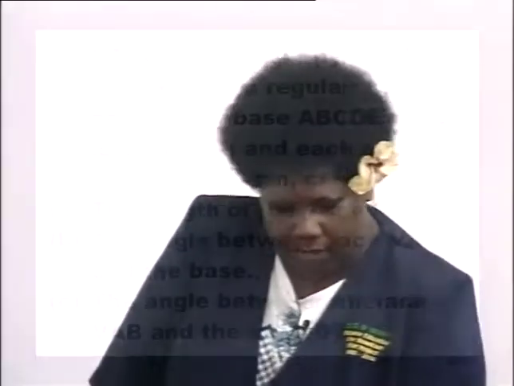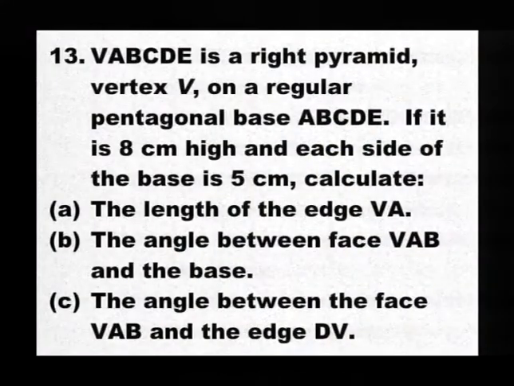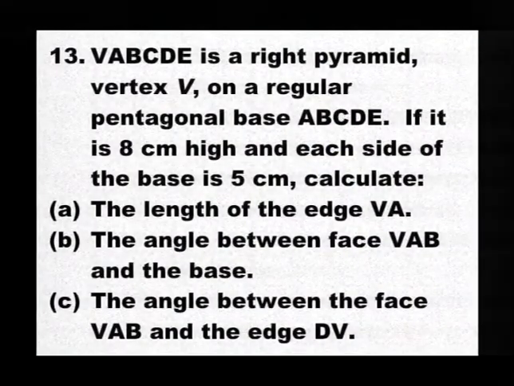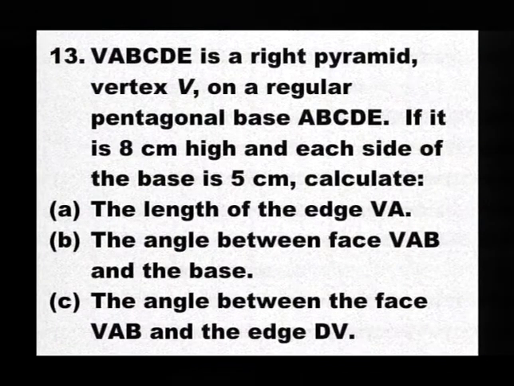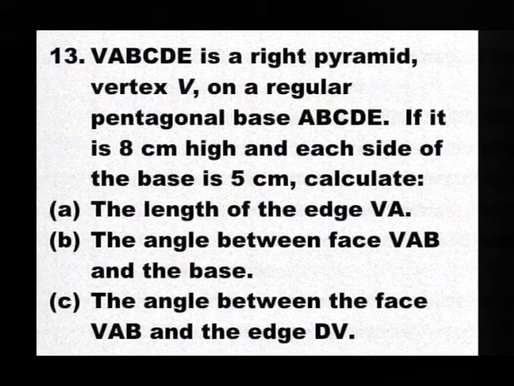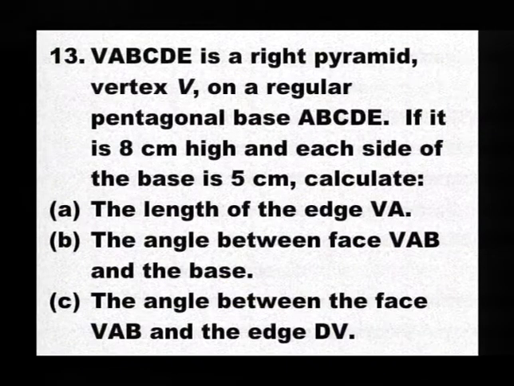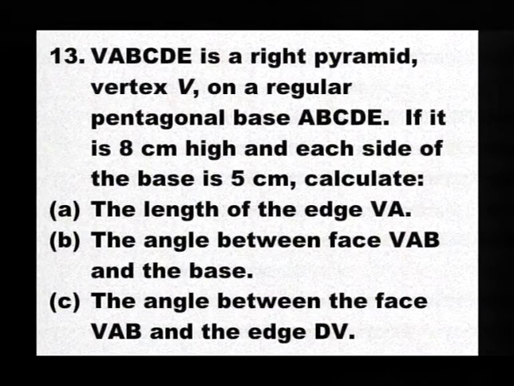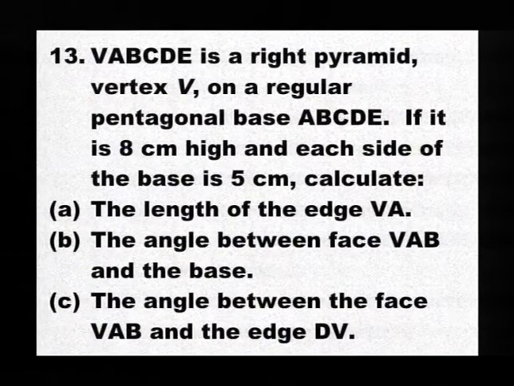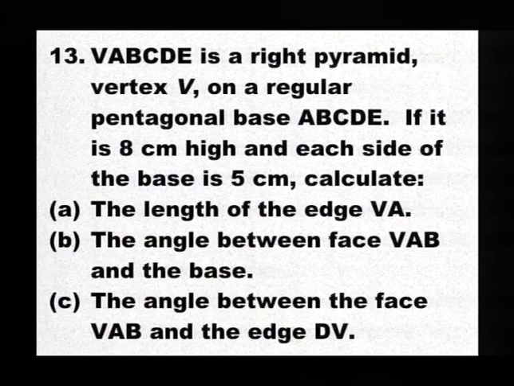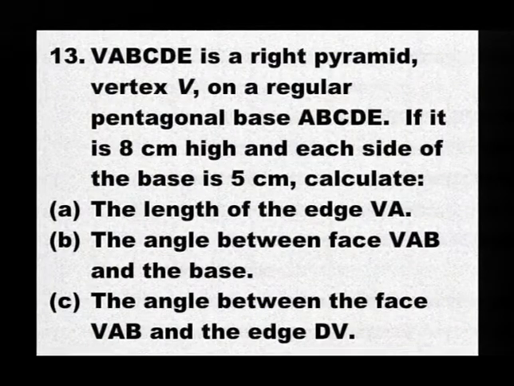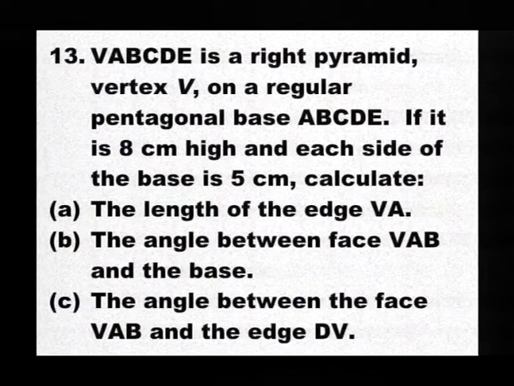All right, the question was, VABCDE is a right pyramid, vertex V on a regular pentagonal base ABCDE. If it is 8 centimeters high and each side of the base is 5 centimeters, calculate 1, the length of the edge VA, the angle between the face VAB and the base, and the angle between the face VAB and the edge DV.